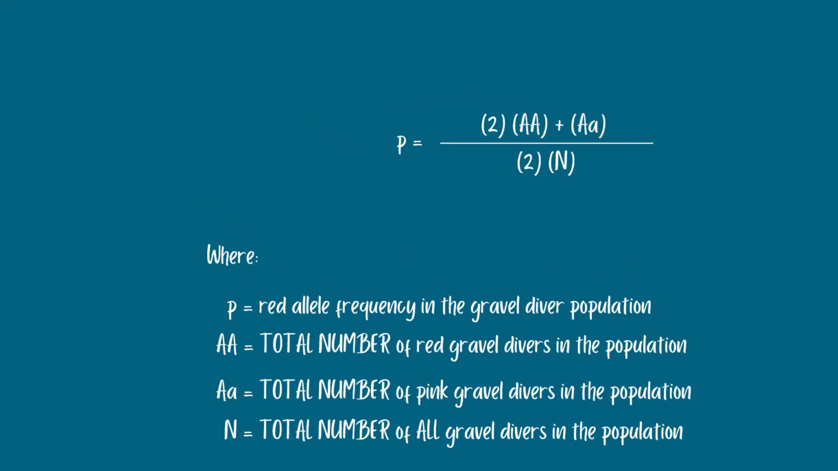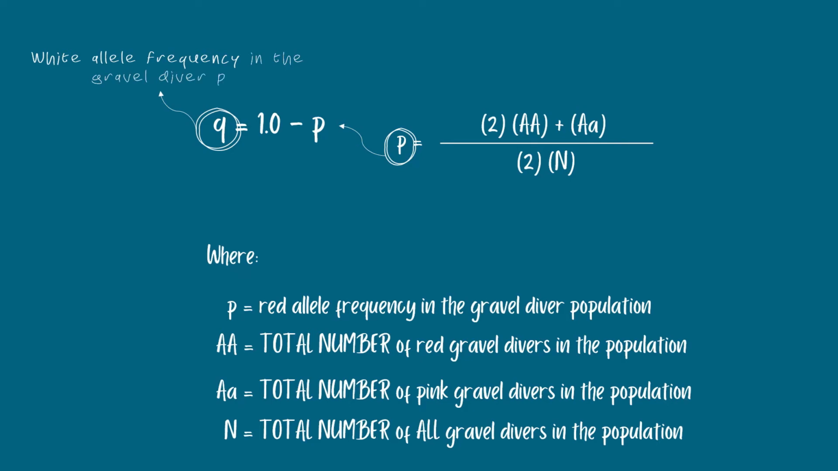And with a calculated p-value, we can utilize this formula to calculate for q, which is p plus q is equal to 1. Using this equation, we can transpose p to the other side, giving us q is equal to 1 minus p, where q is equal to the white allele frequency in the gravel diver population. These calculated frequencies are the initial gene pool frequencies of your gravel diver population. Tabulate your calculations in the table provided in the manual.